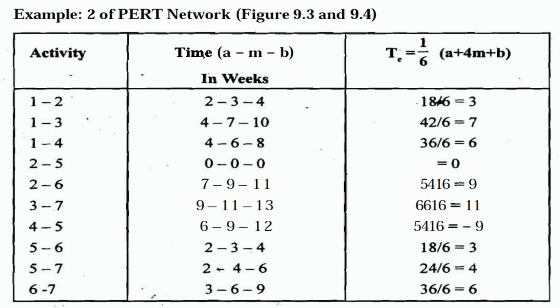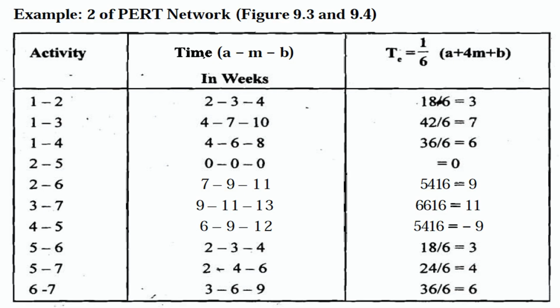Similarly, please note the schedule of the second activity. One activity is from 1 to 2, another is from 1 to 3, and another is from 1 to 4, and all these three activities may be performed in parallel. Now the time in weeks for the 1 to 3 activity, which starts from event 1 and completes on the occurrence of event 3: the most optimistic time is 4 weeks. The average time is 7 weeks.